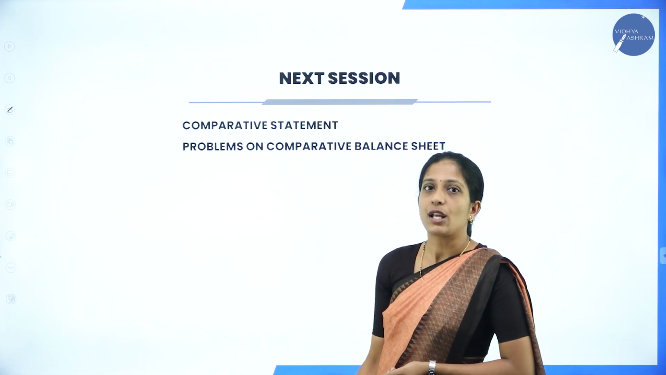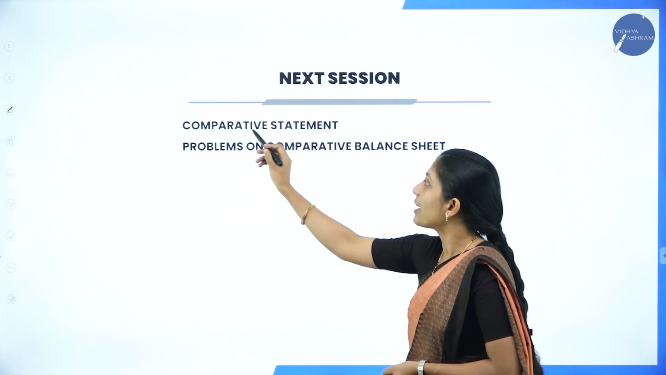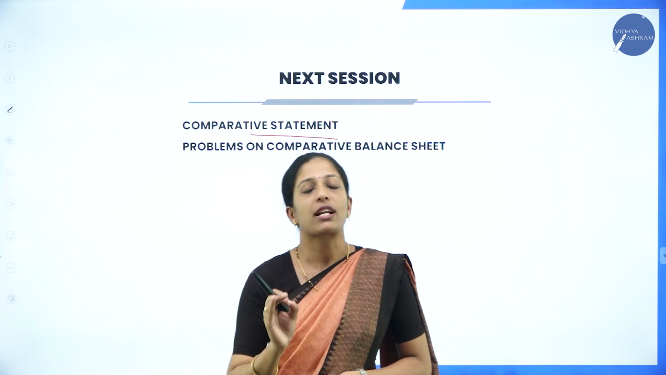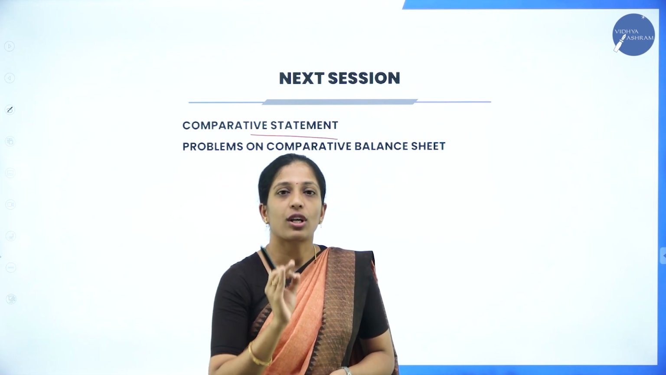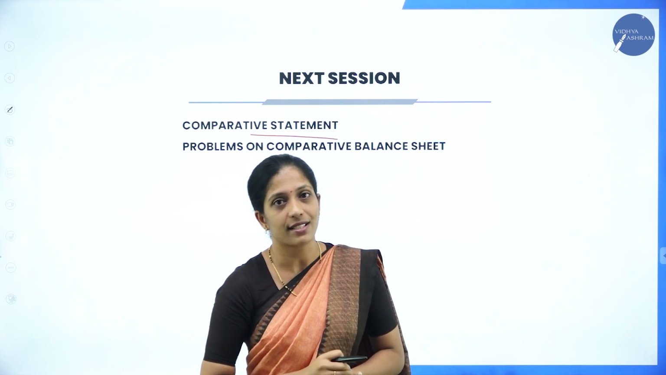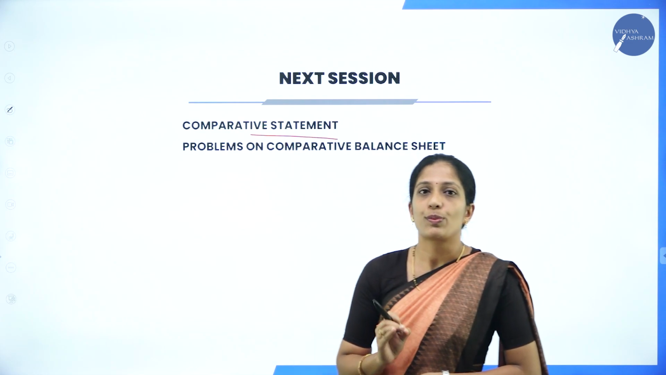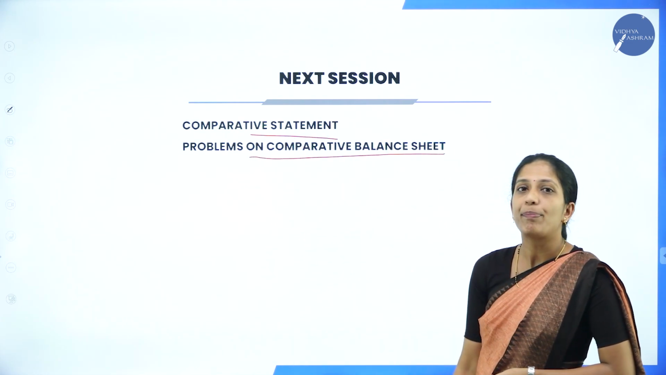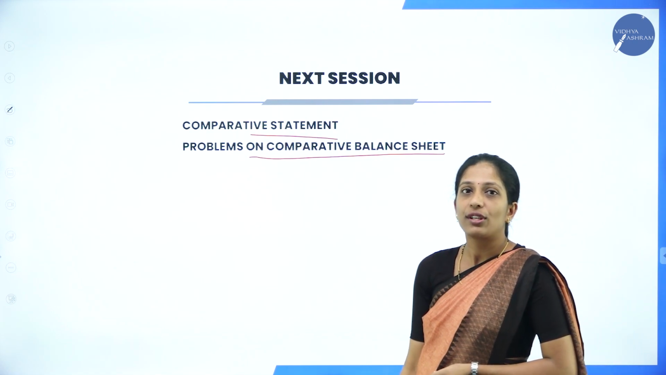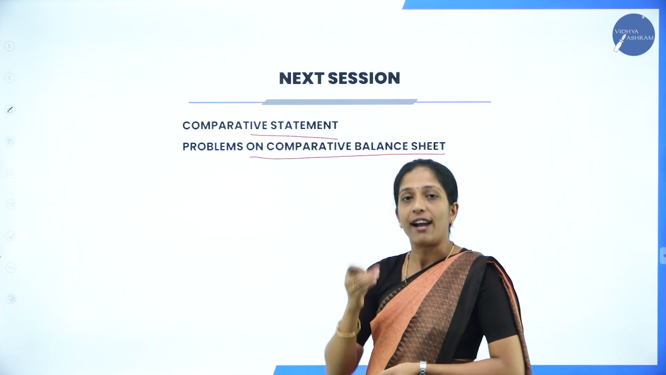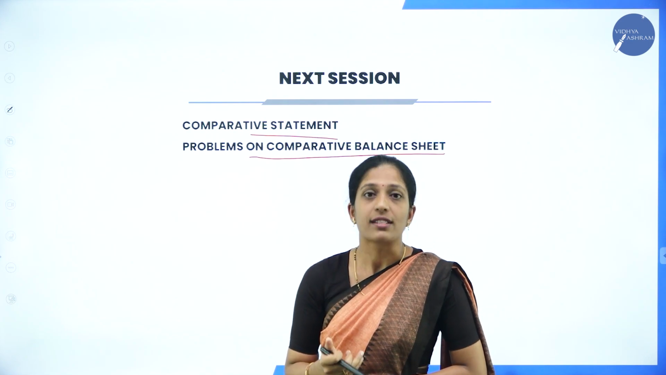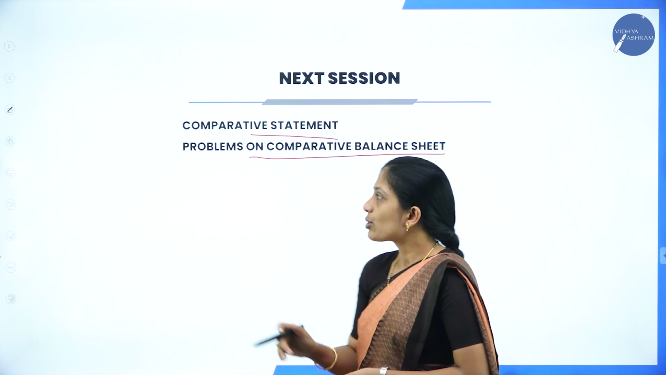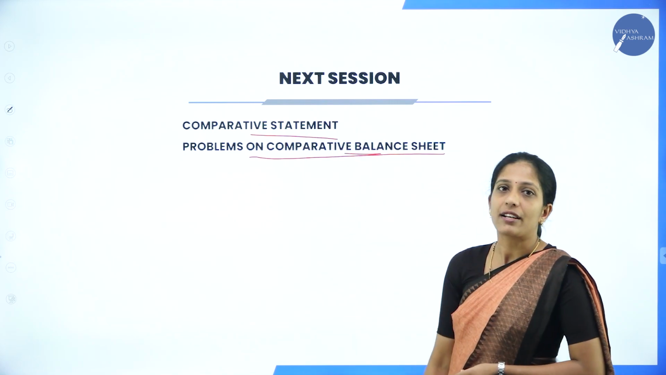So in my next class, we shall discuss comparative statement. I have told you in this chapter you are going to learn a very important problem for 12 marks, that is on comparative statement as well as common size statement. So in our next class we shall learn about comparative statement and the 12 marks problem on comparative balance sheet. You are going to learn about comparative statement of profit and loss and comparative balance sheet. So in the next class we shall discuss comparative balance sheet.